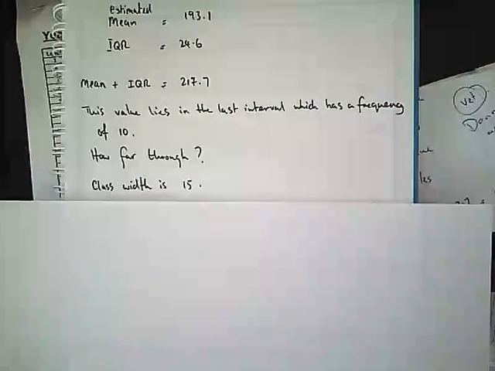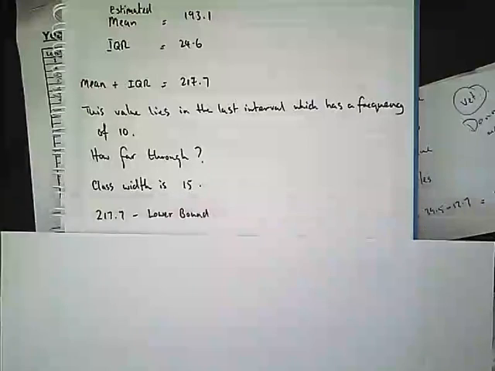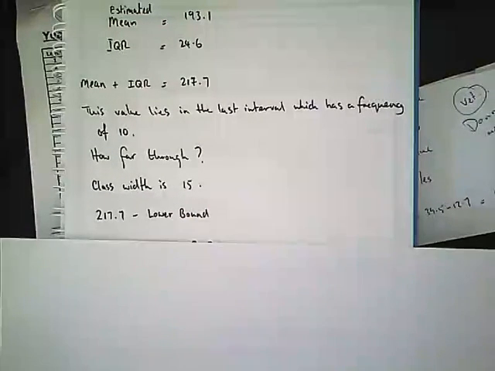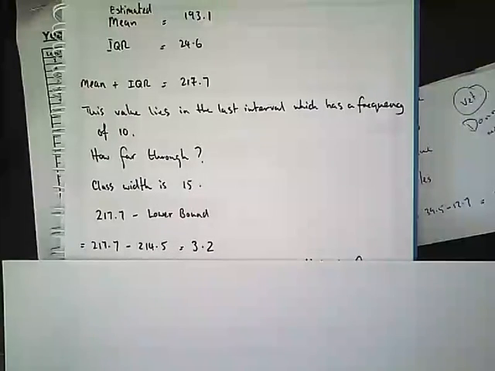So the class width is 15. So using that point, 217.7 take away the lower bound will tell us how far through that interval we've got to go. So we've got to go 3.2 millimeters into the interval 214.5 to 229.5 because we've used a continuity correction. So it's 3.2 into that interval.